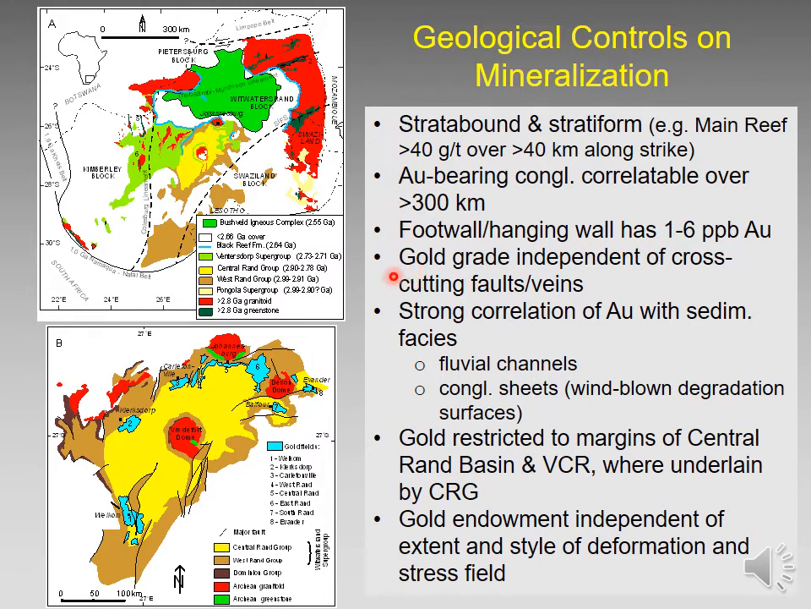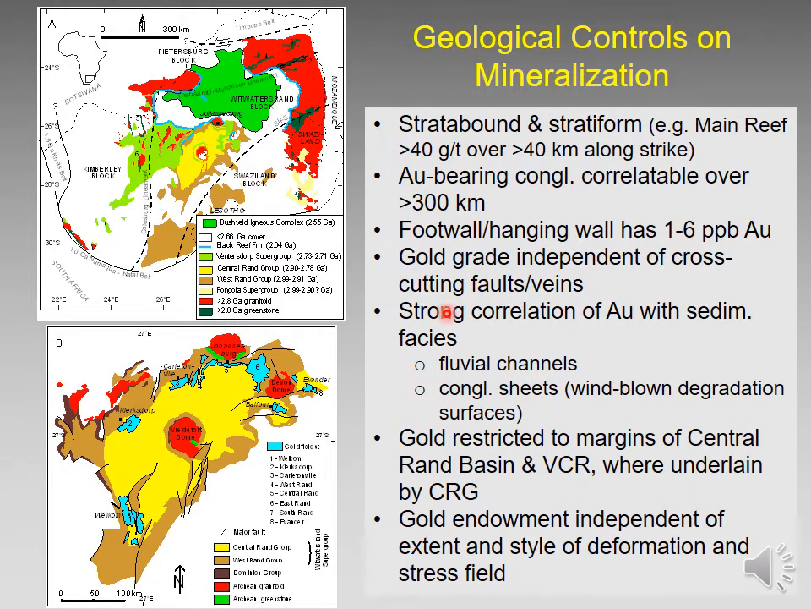Another important feature is that, yes, there are plenty of cross-cutting features: quartz veins, faults, dikes, all sorts of things. But typically, these cross-cutting features have a much lower gold grade, or none, compared to the conglomerates that they cut across. So in other words, the gold grade in these cross-cutting features can be explained by mobilization of gold out of the conglomerates into these cross-cutting quartz veins, for example, but it's not the other way around.